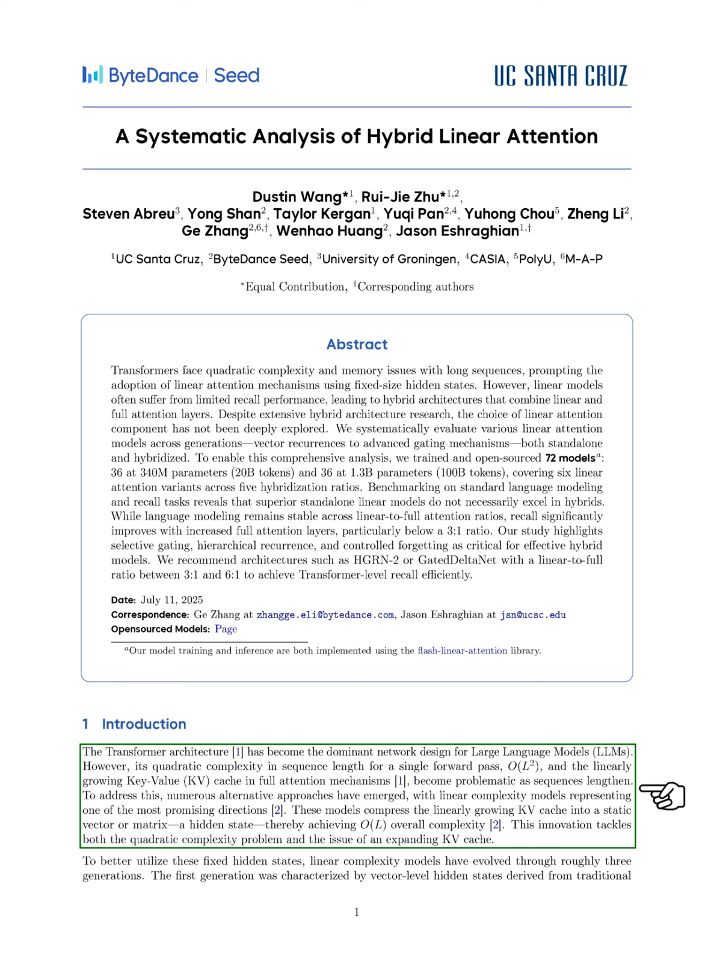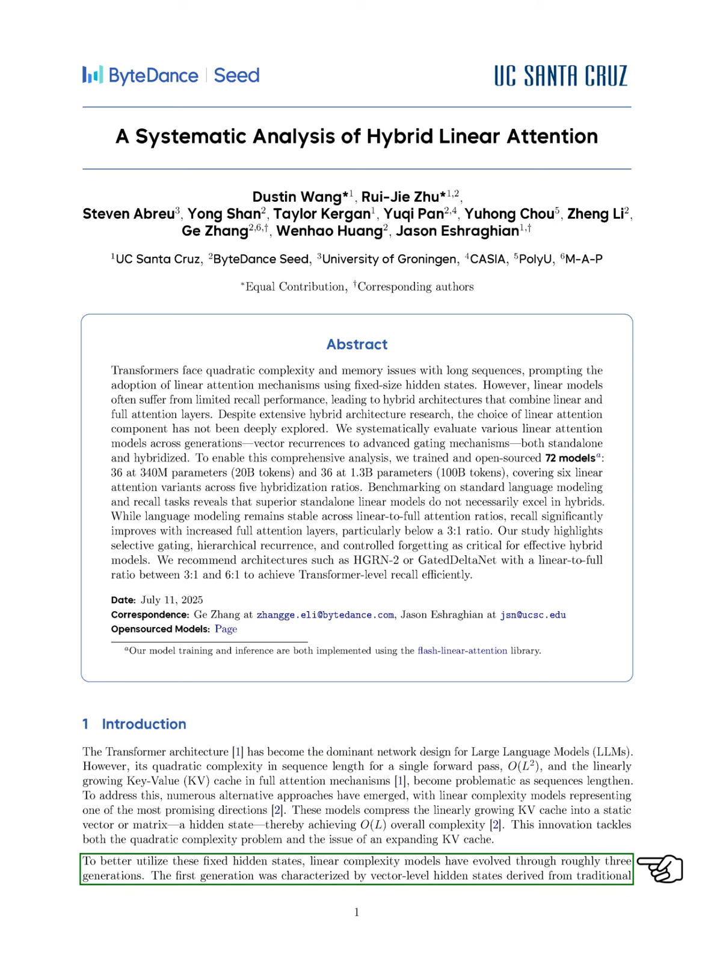To tackle these issues, various alternative approaches have emerged, particularly linear complexity models that reduce the KV cache to a fixed vector or matrix, achieving linear complexity overall. We note that linear complexity models have evolved through 3 generations.